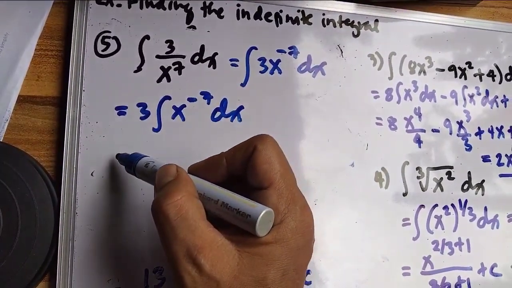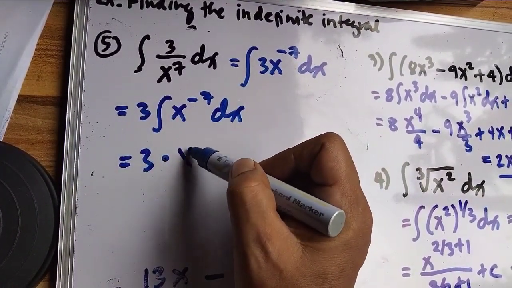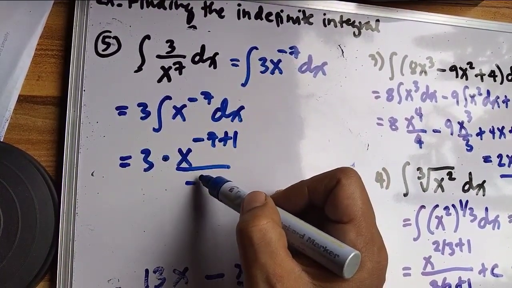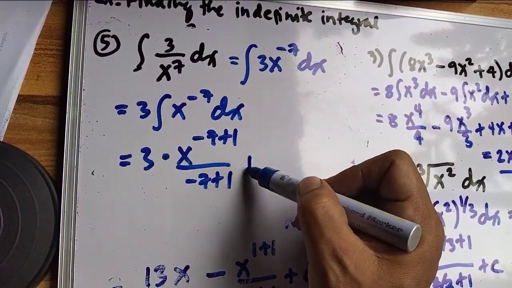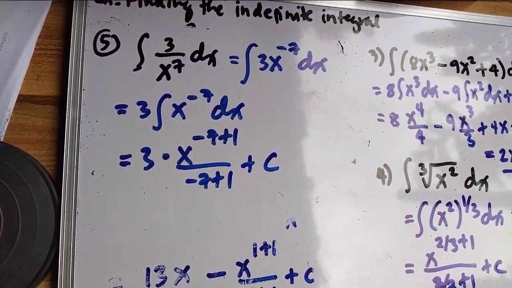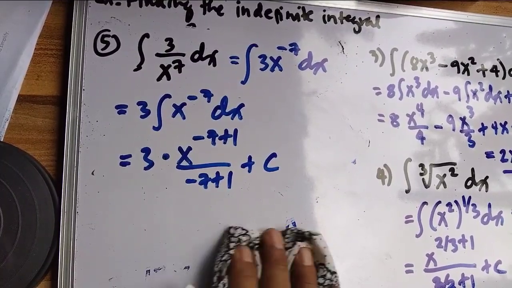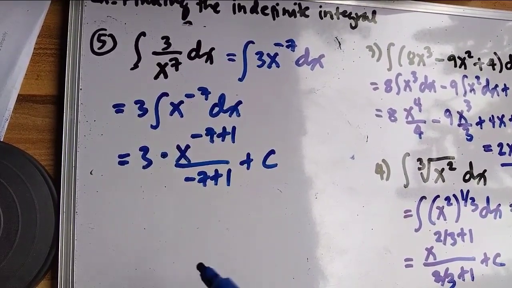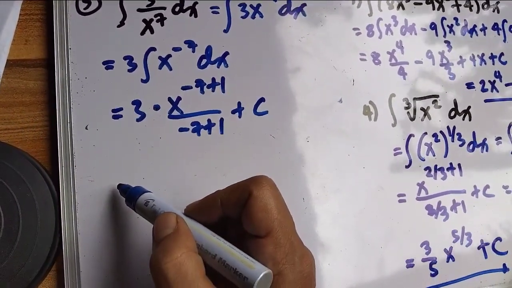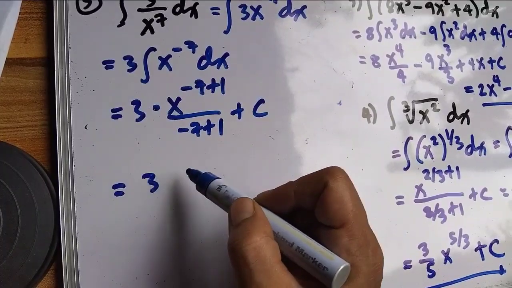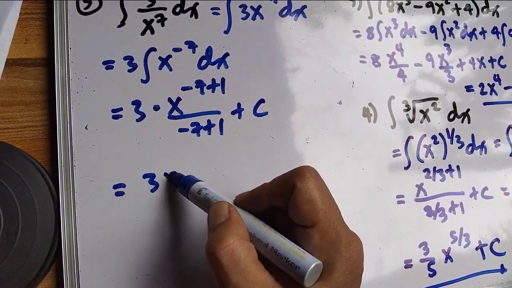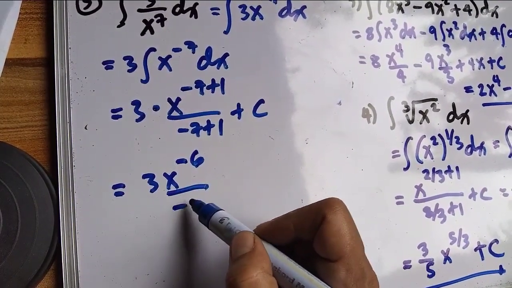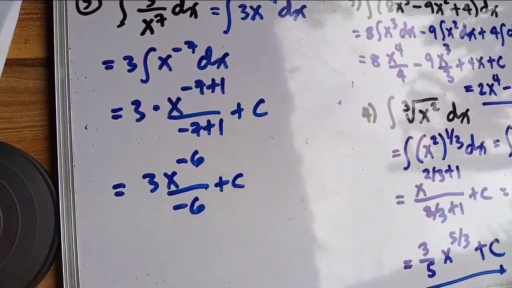Okay, then integrate, power rule. You have 3 times x, mag plus 1 man ta, negative 7 plus 1 over negative 7 plus 1 plus c. Okay, we're talking about integral. So you have, padayon ta, is equal to 3 times x, negative 7 plus 1, you have negative 6 over negative 6 plus c.